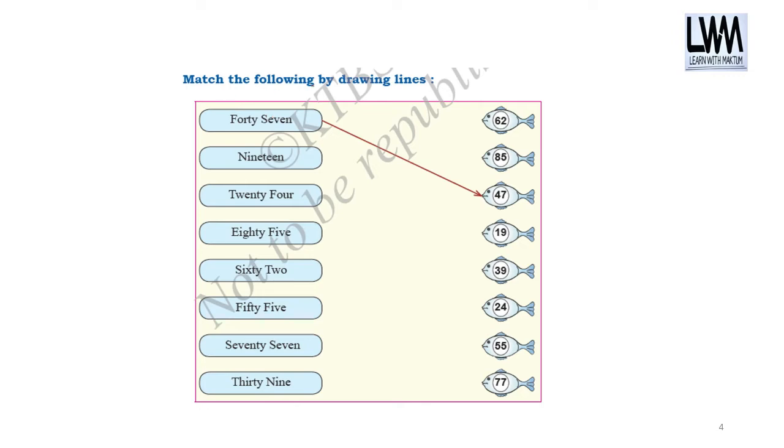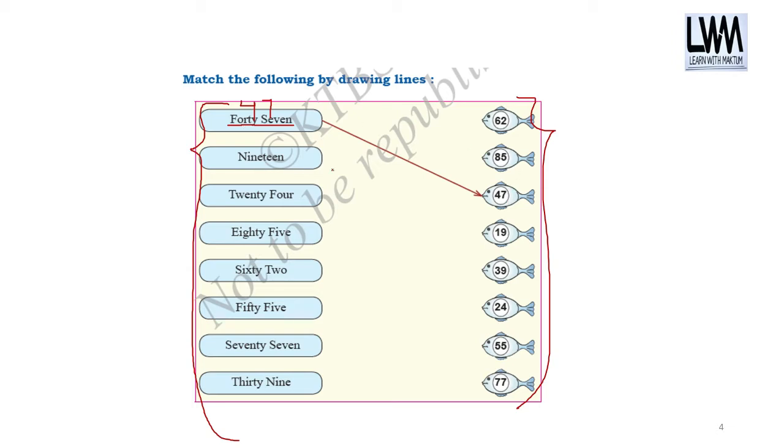Now, match the following by drawing lines. On one side they have given the numbers in words, and on the other side they have given the numbers. We have to match each word with the correct number. One example they have given is 47. So 47 will be written as 47, right? 47, that they have given here.